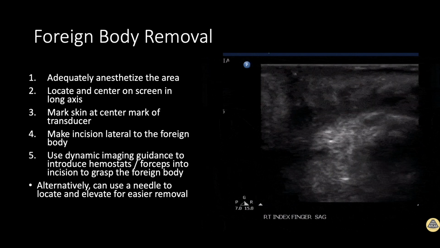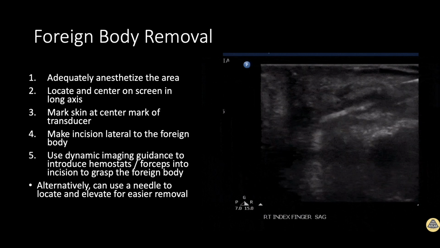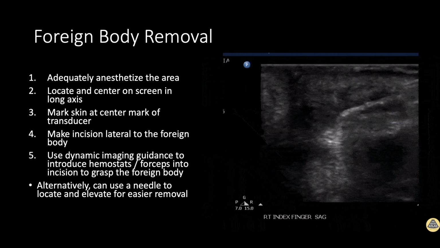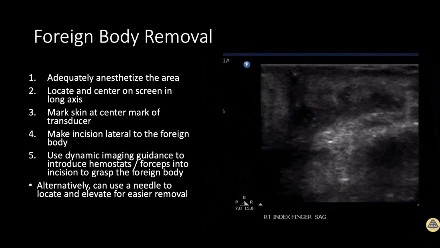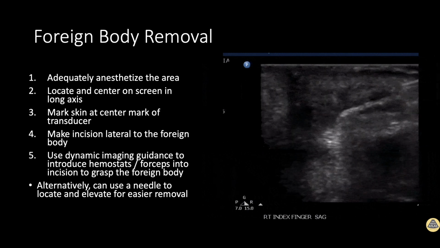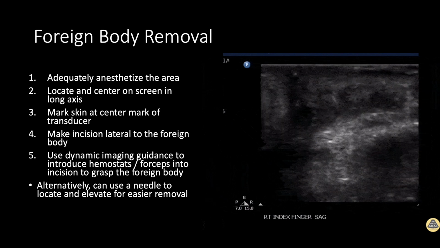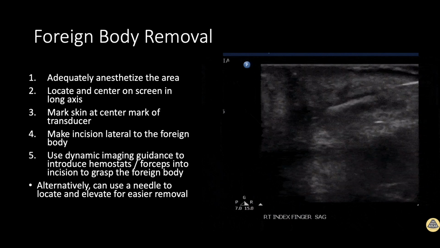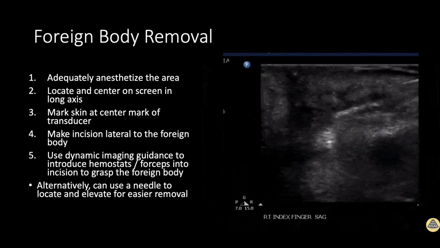Once you've anesthetized the area, center the foreign body on the screen and mark the area with a skin marker as a target point. If needed, make an incision through the skin lateral to the body. You can consider going through the puncture wound if one is present, but if that puncture wound is healed, it's usually better to go laterally and approach from the side because you can see things a little bit better. Once you've done that, you can introduce a sterile hemostat or forceps to grasp the object under ultrasound guidance and remove it.